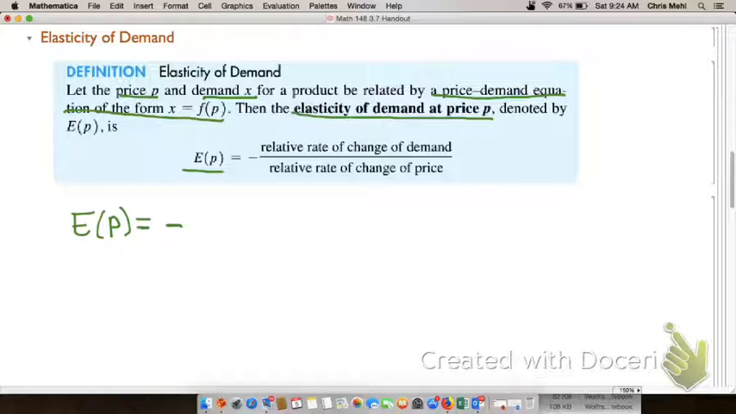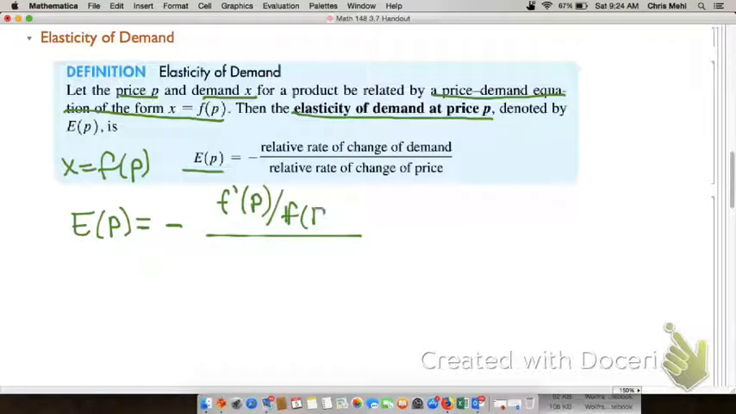So it's going to be minus, and then it's going to be the fraction. In the numerator, we have the relative rate of change of demand. Remember, I'll write it over here, but the demand is the function f of p. So we're going to have f prime of p divided by f of p.